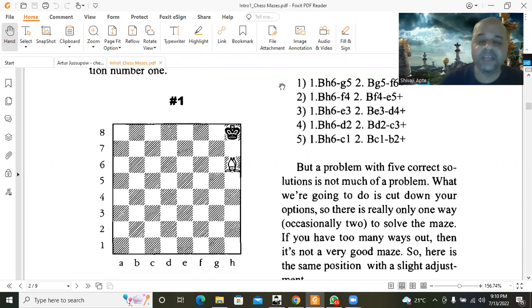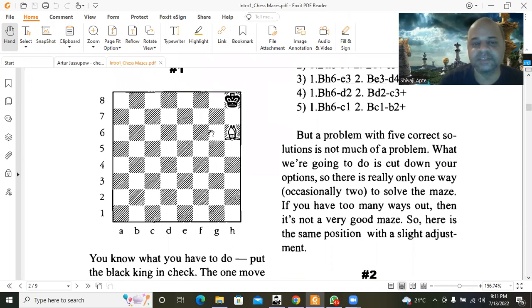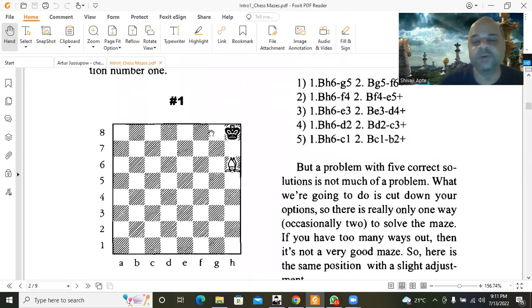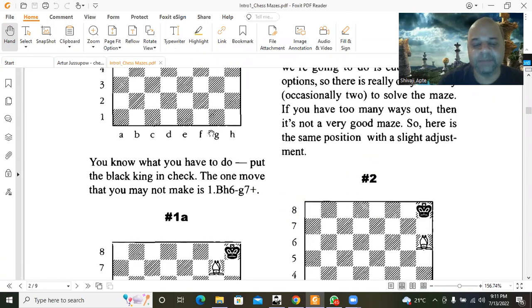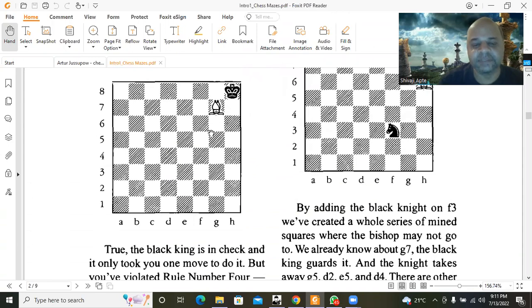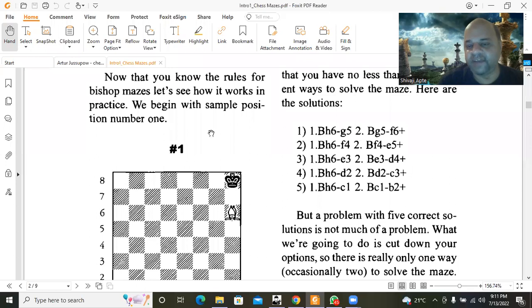Now there are many ways you can give the check to the king in this particular problem. You can come to g5 and then go to f6. You can come to f4, then go to e5. You can come to e3, then go to d4. You can come to d2, then go to c3, or you can come to c1 and then go to b2. All 5 of them, actually, in this problem, there will be 5 solutions. All of them are equally correct because you are giving the check in 2 moves only. That is the reason why bishop to g7 is wrong, and all these 5 solutions are there.